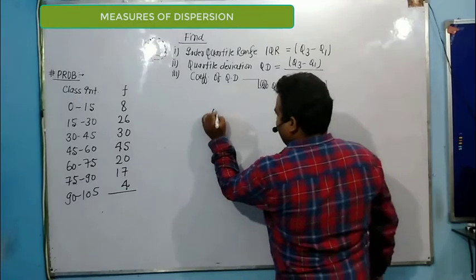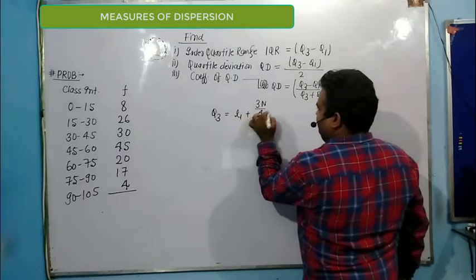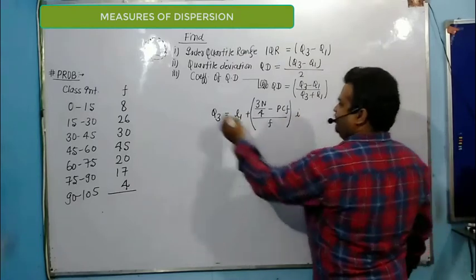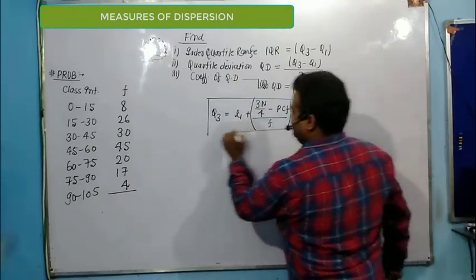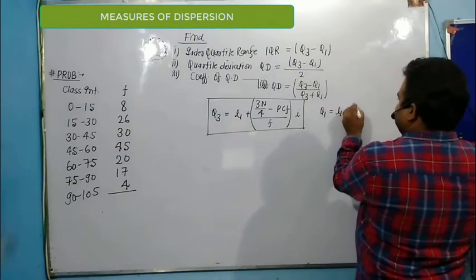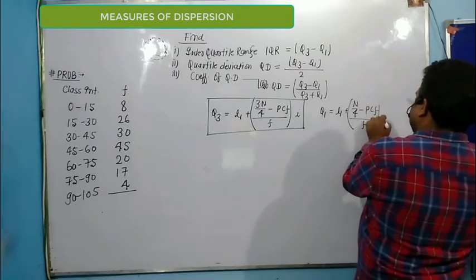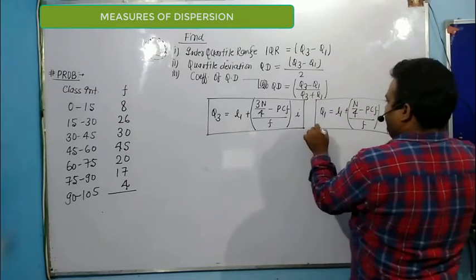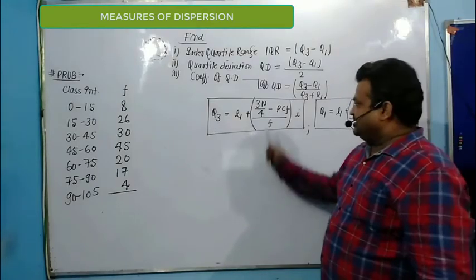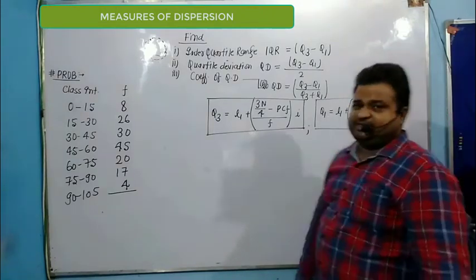So what is the formula of Q3? I am writing the Q3 formula first. L1 plus 3n by 4 minus PCF divided by f into i. So this is the formula of Q3, the third quartile. Now what is the formula of Q1? My Q1 formula is L1 plus n by 4 minus PCF divided by f into class interval. So this is the formula of Q1. Now once you know the formula, you find your deciding parameter. For Q3 my deciding parameter is 3n by 4, and for Q1 my deciding parameter is n by 4.